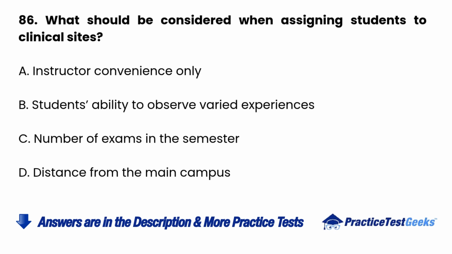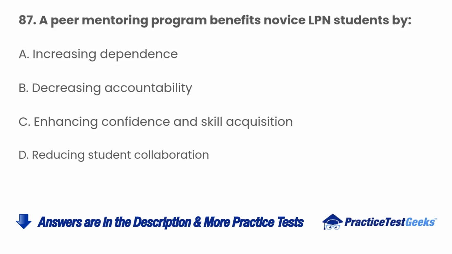86. What should be considered when assigning students to clinical sites? A. Instructor convenience only. B. Students' ability to observe varied experiences. C. Number of exams in the semester. D. Distance from the main campus.